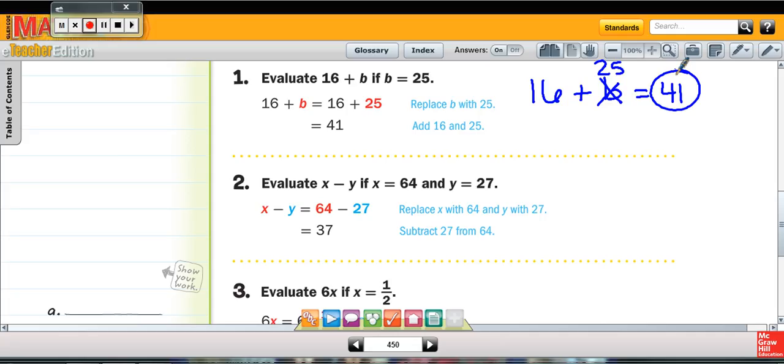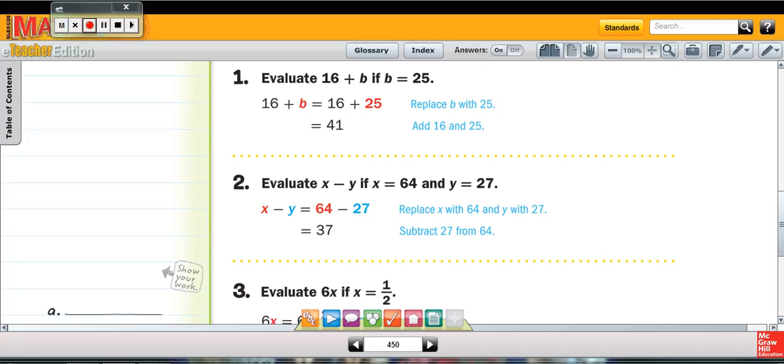Okay, number 2, evaluate x minus y. So we have x minus y, if x is 64 and y is 27. So we substitute those in place of the x and the y. So now we have this expression. We solve, we get 37.